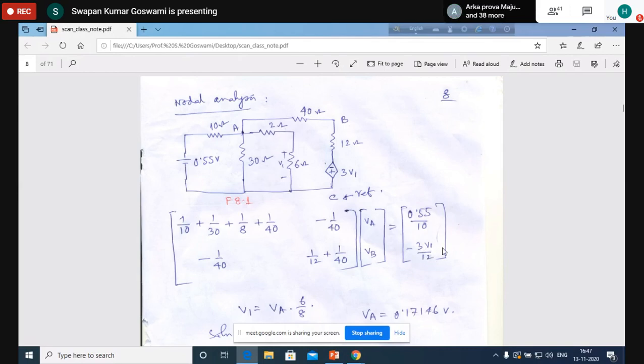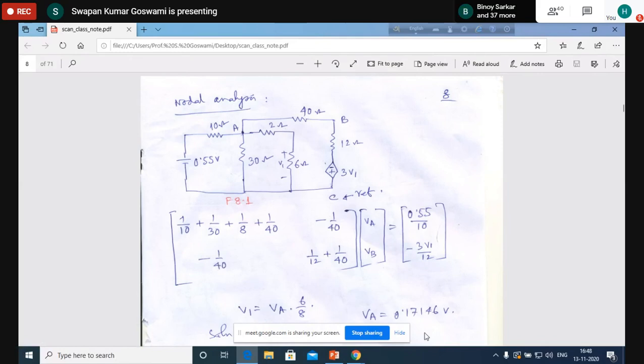This will be moved to the left hand side. If you move this to the left hand side, where will it be added up? Here it will be added up. It will be minus 40. Then this part will come here. It will be 3 into 6, then 12 into 8 here. So this will be the modification in the admittance matrix.